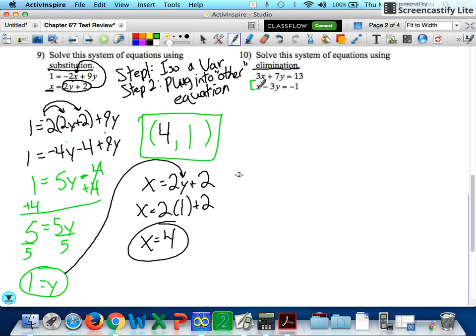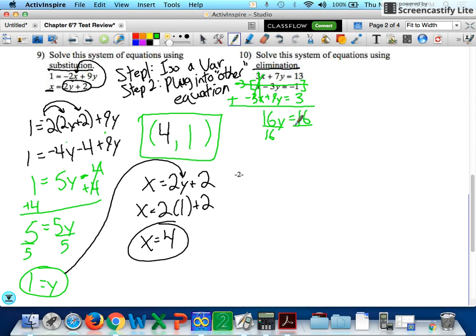1 goes into everything. 1 is nice, okay? So we're going to multiply this bottom equation, and I want this number in front to turn into a negative 3, so it cancels. So I'm going to multiply by negative 3. When I multiply through, I get negative 3x plus 9y equals positive 3. Okay? Positive 3. I'm done with that equation for now. I draw a line through it because I'm ready to eliminate. My x's are going to eliminate. 3x and negative 3x cancel. I get 16y equals 16.